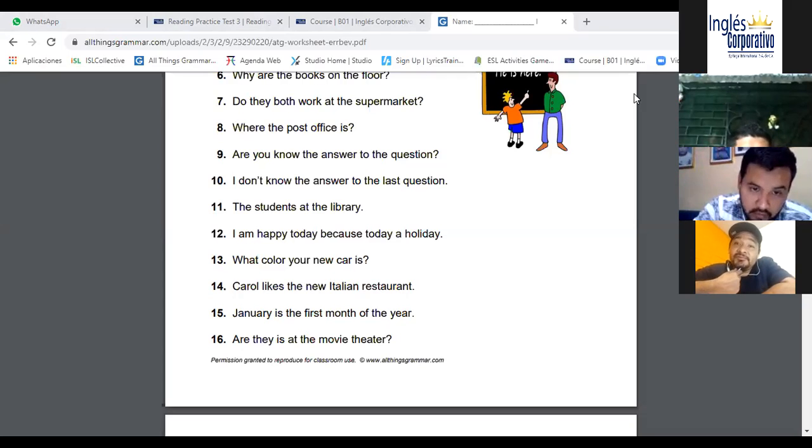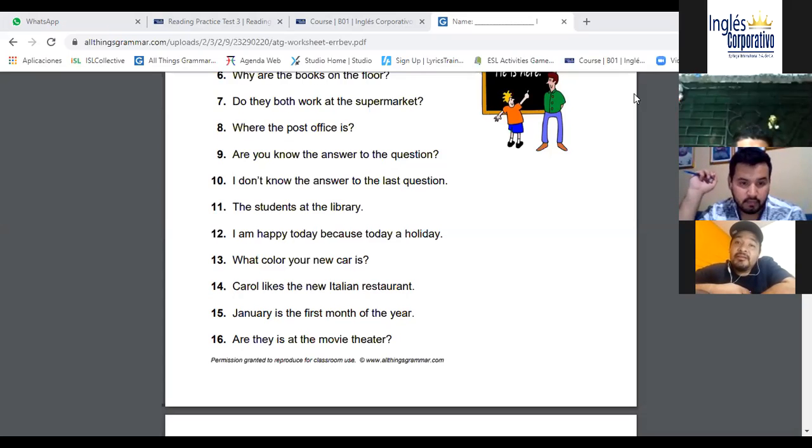Very nice. January is the first month on the year. It's okay. Febrero es el primer mes. Enero. Enero es el primer mes. El primer mes del año. En el año. Está bien.